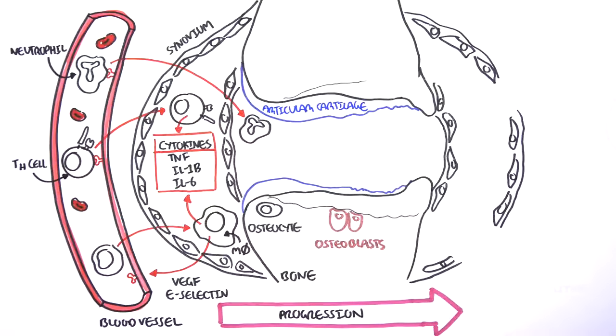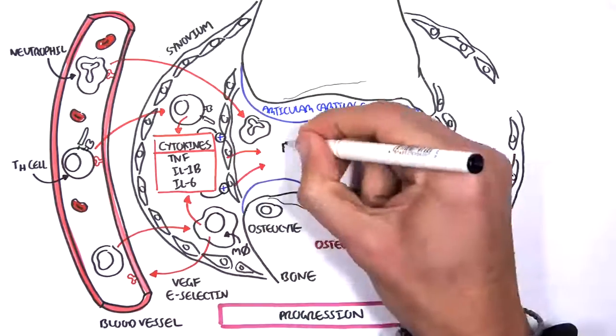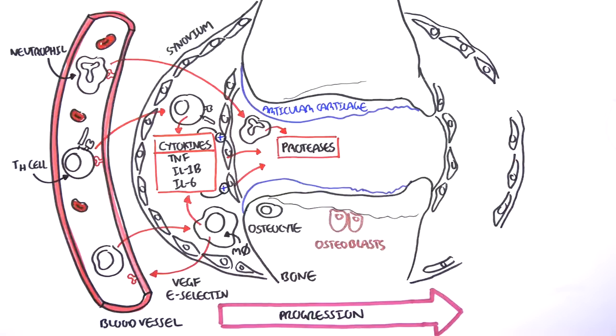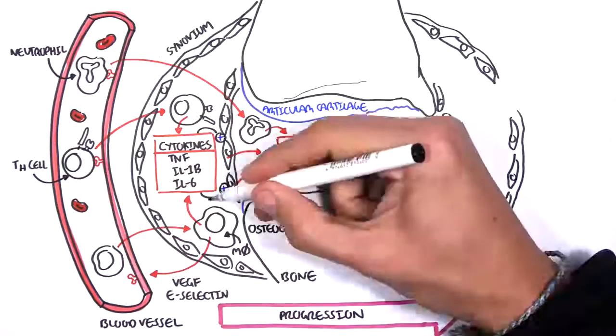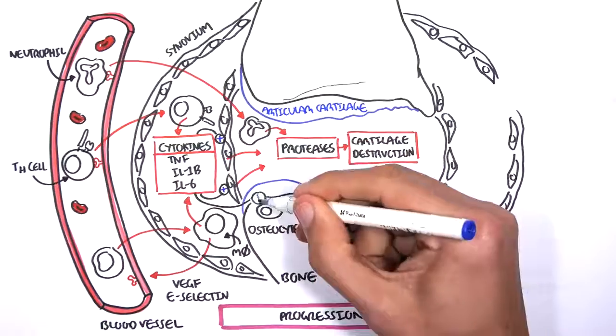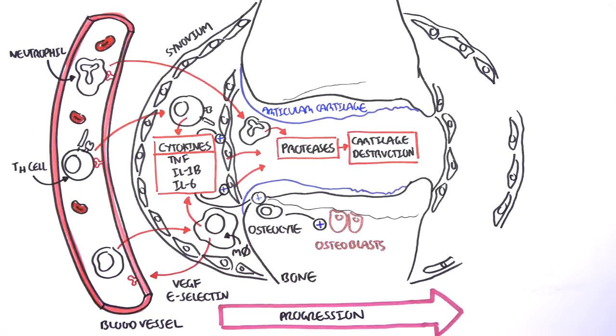T cells, macrophages, and all the cytokines produced in the area stimulate the synoviocytes to produce proteases. The neutrophils already in the fluid also produce proteases. Proteases are enzymes which break down proteins, and these guys are very destructive. Thus, they can damage surrounding tissues, mainly the cartilage. The cytokines also stimulate osteocytes, which in turn activate osteoblasts to build new bone to compensate. This is a sort of repair mechanism.